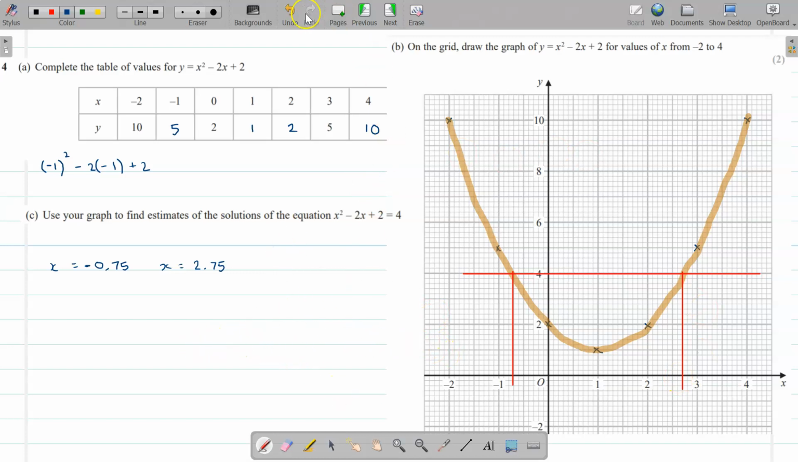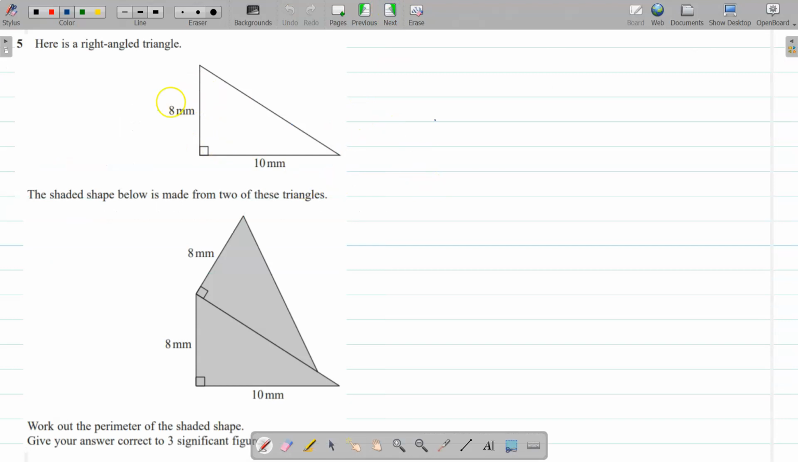Okay, so next question. Okay, we've got to work out the perimeter of this shape. There's 5 parts to it. We've got 3 of them shown. What are the other 2? Well, it's this length here, which I'm going to call x, and this short little piece here, which I'm going to call y. Okay, so I've got x is going to be equal to the square root of 8 squared plus 10 squared, using Pythagoras' Theorem.